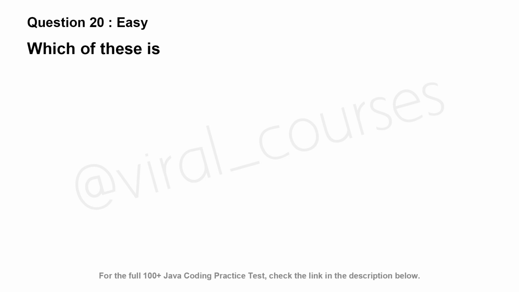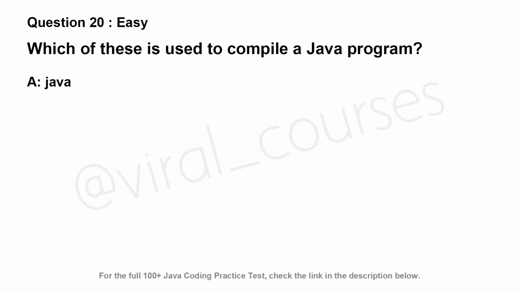Which of these is used to compile a Java program? Option A, java. Option B, Java. Option C, javac. Option D, javadoc.